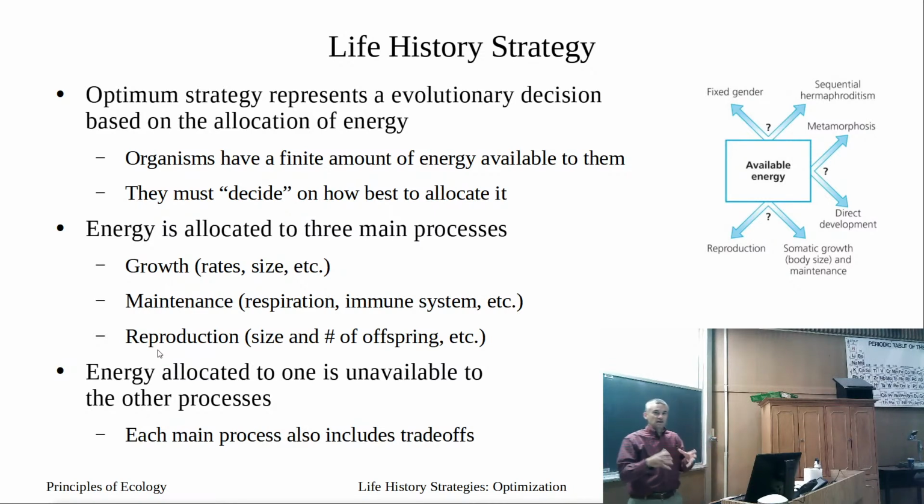We've got this fixed thing. Once we allocate it one way, it's unavailable to be moved to something else. That decision has trade-offs, and that's going to be a big part of our life history strategy. If we're going to allocate more to growth, that means there's less available for maintenance and reproduction, and that can affect our life history strategies.